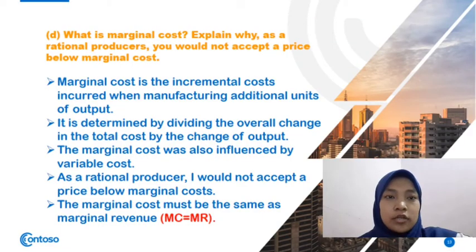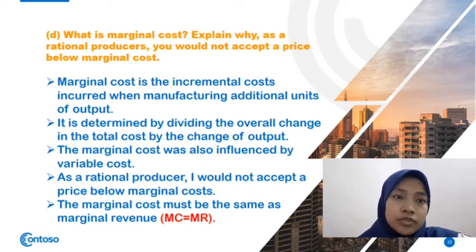What is marginal cost? Explain why, as a rational producer, you will not accept a price below marginal cost. Marginal cost is the incremental cost incurred when manufacturing an additional unit of output. It is determined by dividing the change in total cost by the change in output. The marginal cost is also influenced by variable cost.